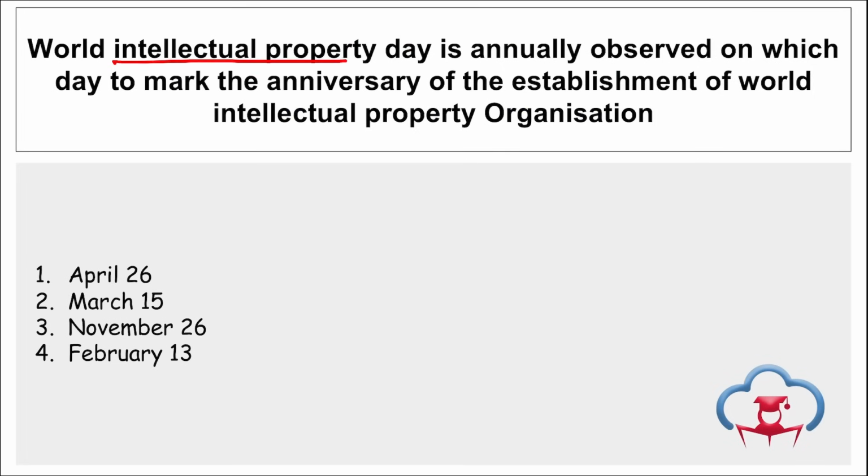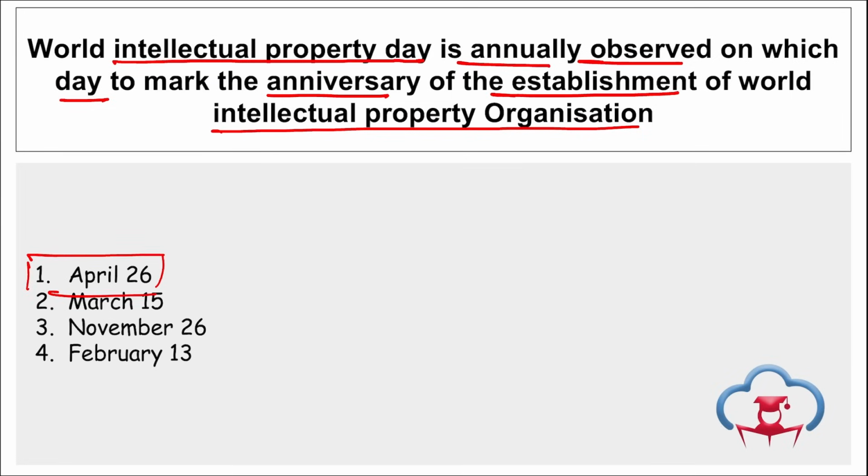Next is World Intellectual Property Day is annually observed on which day to mark the anniversary of the establishment of the World Intellectual Property Organization. So when do we observe this day? World Intellectual Property Day is observed on 26th of April and it is to mark the anniversary of the establishment of the World Intellectual Property Organization that came into force in 1970. Then there is a theme for this day that you all need to remember. That is IP and Sustainable Development Goals, building our common future with innovation and creativity.